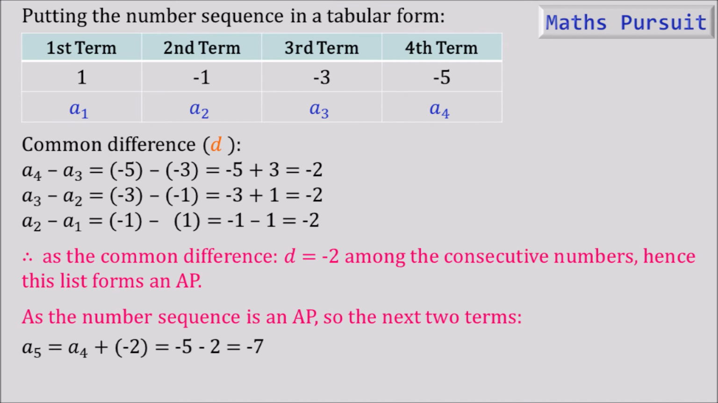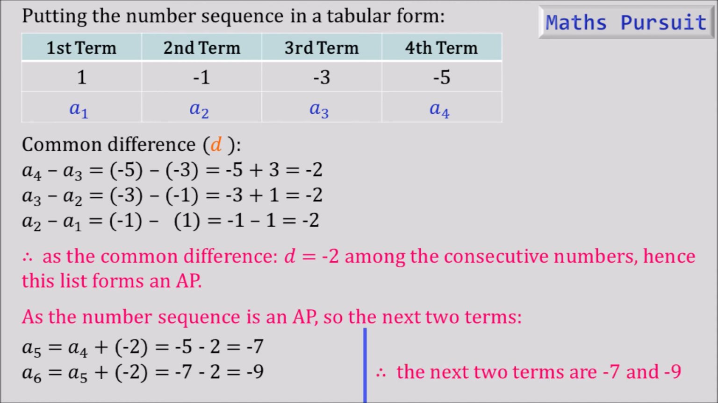A5, or the fifth term, is equal to A4 plus -2, which is -5 minus 2, that is equal to -7. Similarly, A6 is equal to A5 plus -2. Because we got A5 as -7, we replace that value here, and we do our calculation -7 minus 2, and that is equal to -9. Therefore the next two terms are -7 and -9.